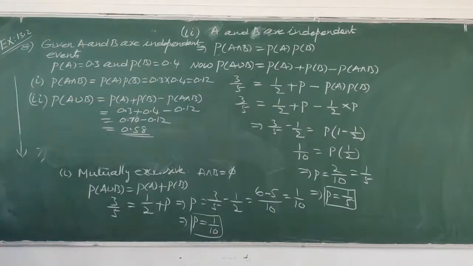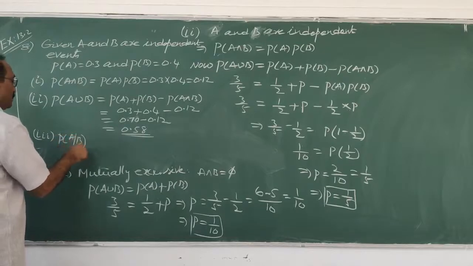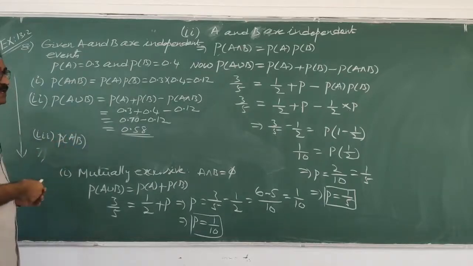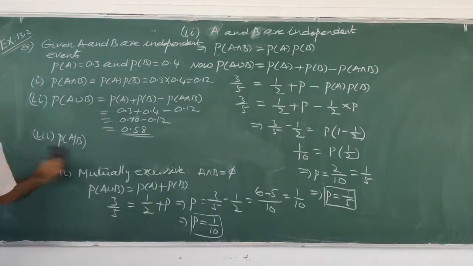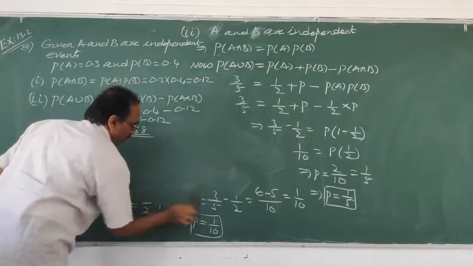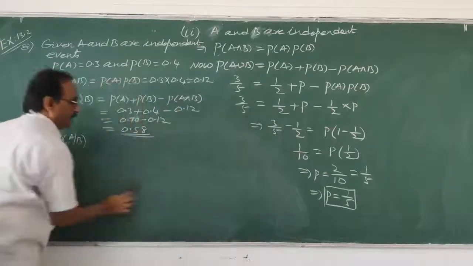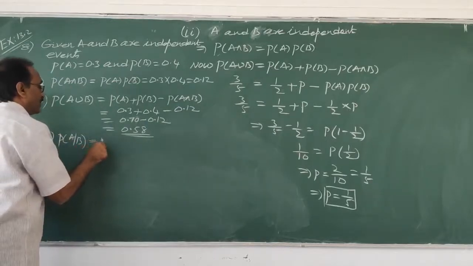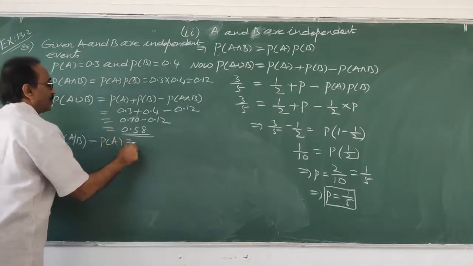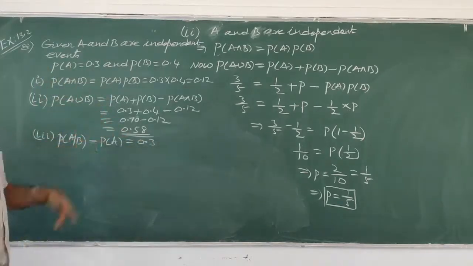Next, the third point: P of A given B. Every student will now have a doubt: sir, P of A given B means dependent events, conditional probability, but here A and B are independent events. When A and B are independent, P of A given B is nothing but P of A, that is equal to 0.3.